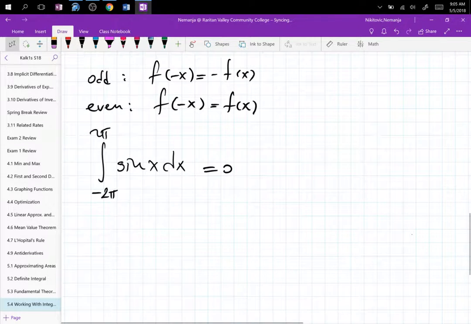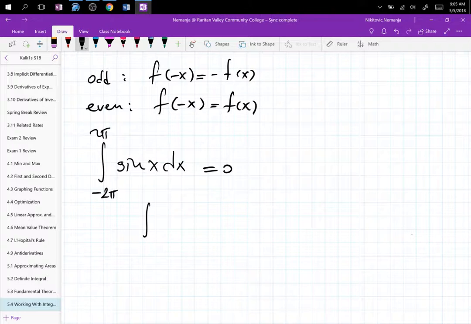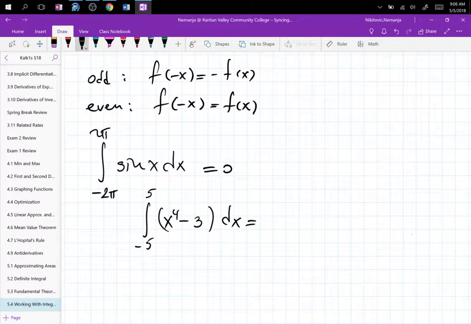For even functions, let's say you have the integral of x to the 4th minus 3 from negative 5 to positive 5, everything dx. So if you have this situation, you say, oh, well, that's even. And if it's even, that means that you can change the limits of integration from negative 5 to 5 to 0 to 5 and double the integral.